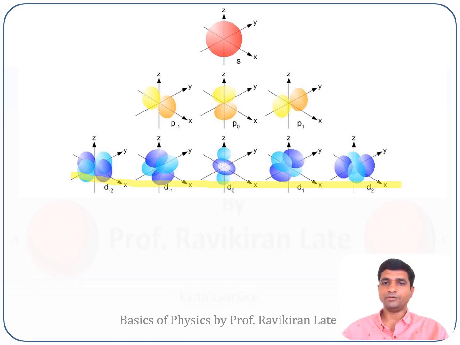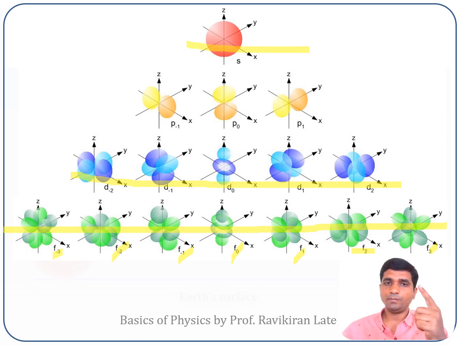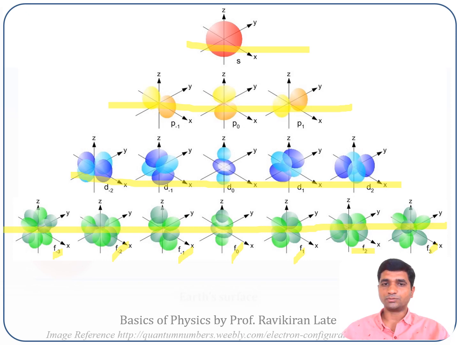These orbitals are given over here, and for a given f orbital we have seen that 7 different values of ml are there: ml equal to minus 3, minus 2, minus 1, 0, plus 1, plus 2 and plus 3. So these values correspond to each orbital, and these orbitals are given over here. So basically there will be one s orbital, 3 p orbitals, 5 d orbitals, and 7 f orbitals.